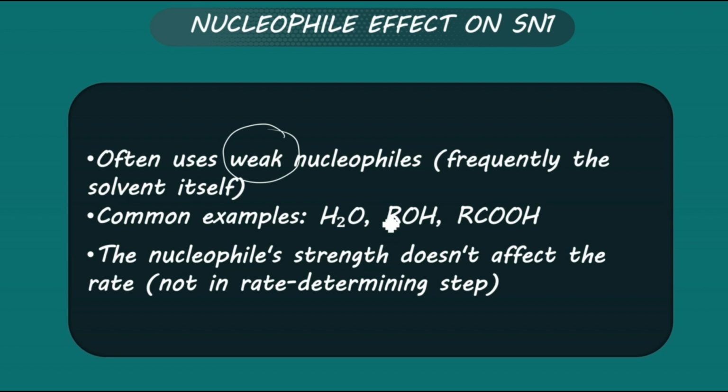The nucleophile strength does not affect the rate, but it affects how the reaction happens. Please remember, in an SN1 reaction, the nucleophile does not participate until after the rate determining step happens. So its identity does not affect the reaction rate. This is why the solvent itself often acts as a nucleophile.